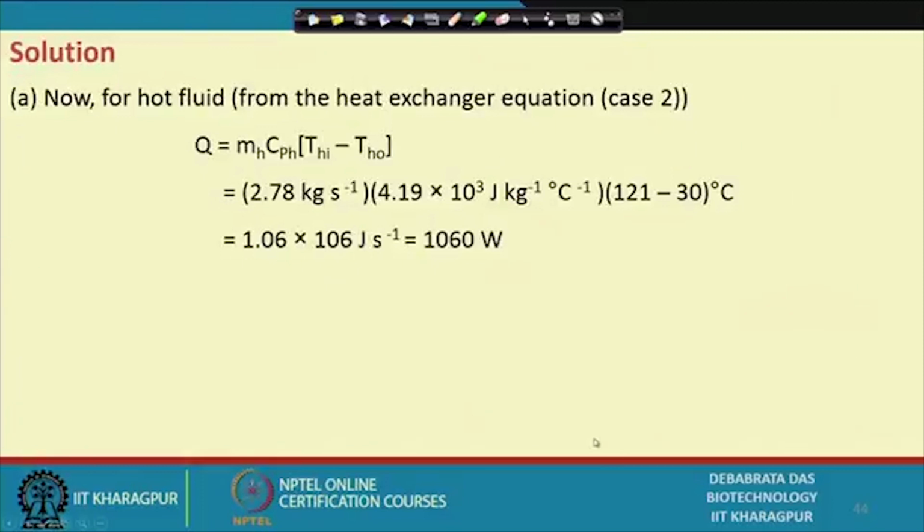Then we have the equation. What is the equation we have? Q equal to, we shall have to find out the rate of heat transfer. So, we have m_H C_pH (T_hi minus T_ho). So, we can easily find out how much heat is given by the hot fluid, that you can calculate.